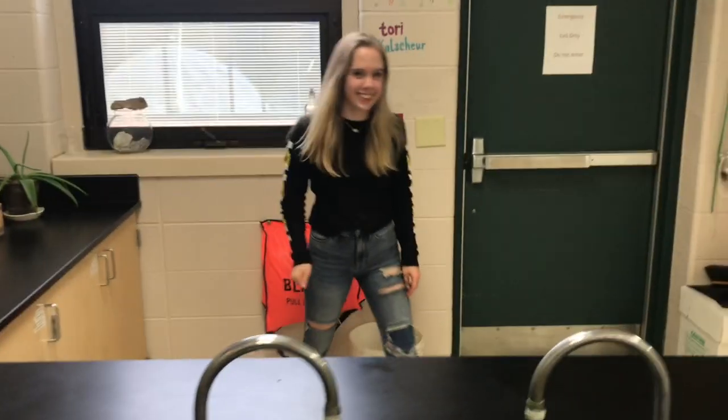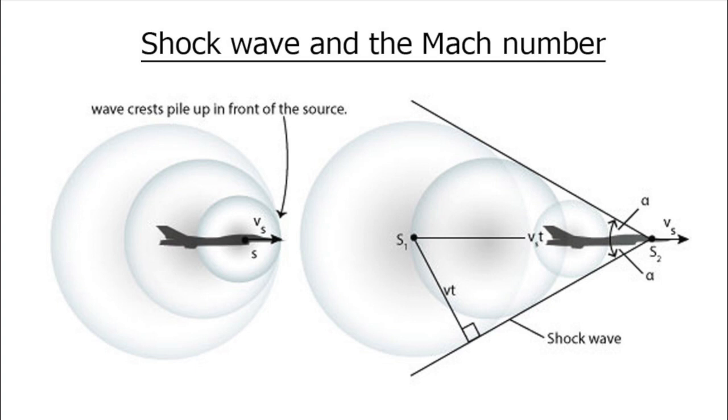Now let's talk about shock waves. Boom! A shock wave is a three-dimensional wave that happens when an object, like a plane, travels faster than the speed of sound. The wave that is created has a conical shape behind the moving object. When the wave reaches a listener, a loud sound is heard. This sound is known as a sonic boom!